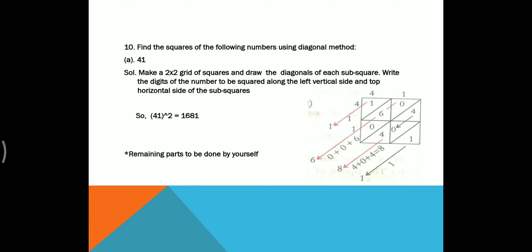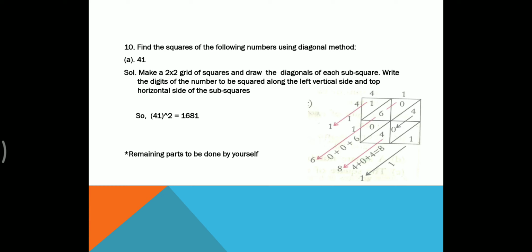Now you are supposed to multiply 4 from the vertical side and 4 from the horizontal side, the top one and the left side, that is 4 4s are 16. Now its unit digit is to be written below that diagonal and its tens digit is to be written above the diagonal, as we have already discussed. That is 1 6.